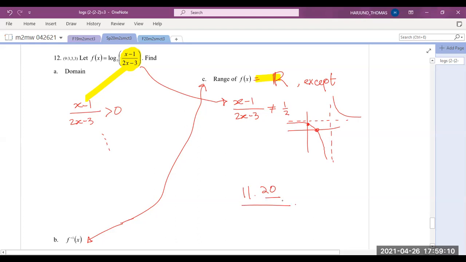At that time, you are done with this number 12. You can take your break first and then come back to work on this, or you work on this first and then remember to take your break.